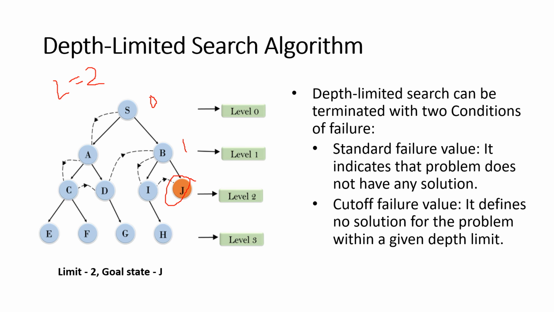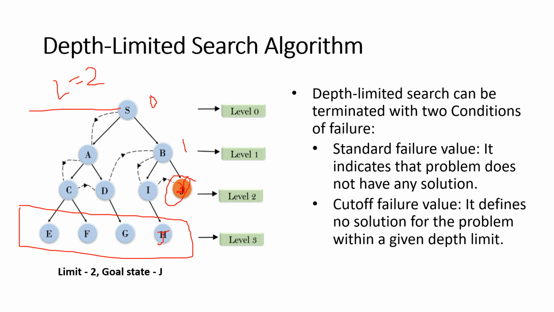Next one is cutoff failure. Cutoff failure means the algorithm would return cutoff failure, meaning a solution exists but not within the given depth limit. So here J is present in level 3, but not in this case. But I am telling, if this is J and this is something else, or this is H or something, then what will happen? Our limit is 2, so we won't search this level, so we will not get the goal state.